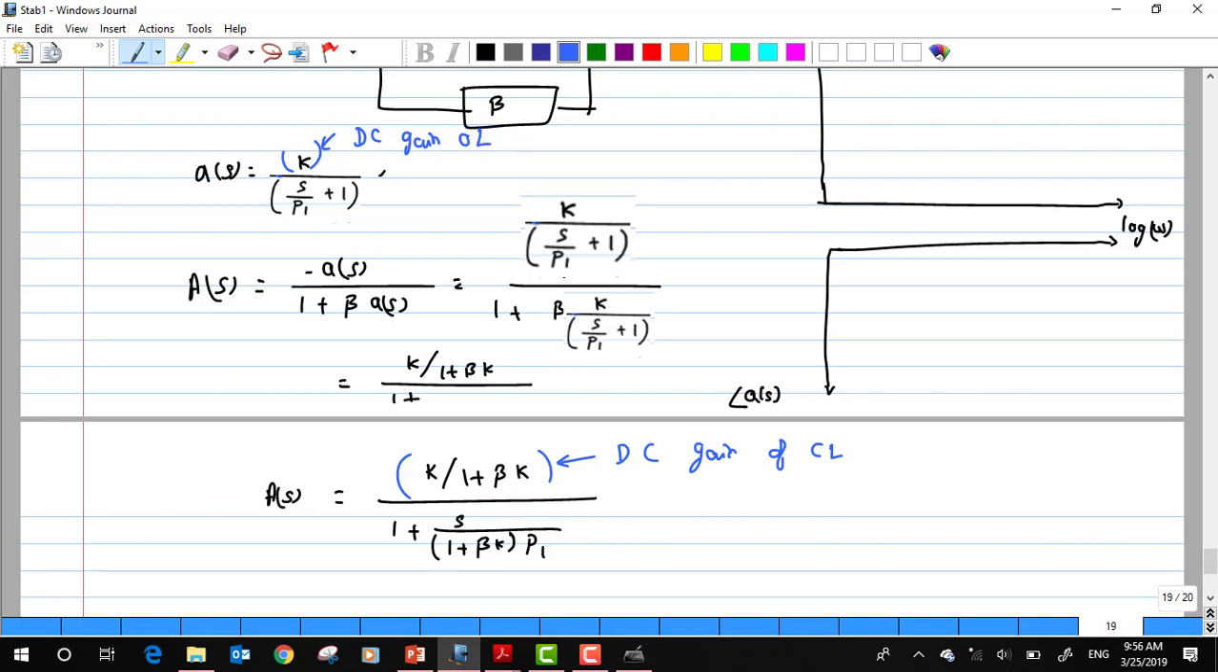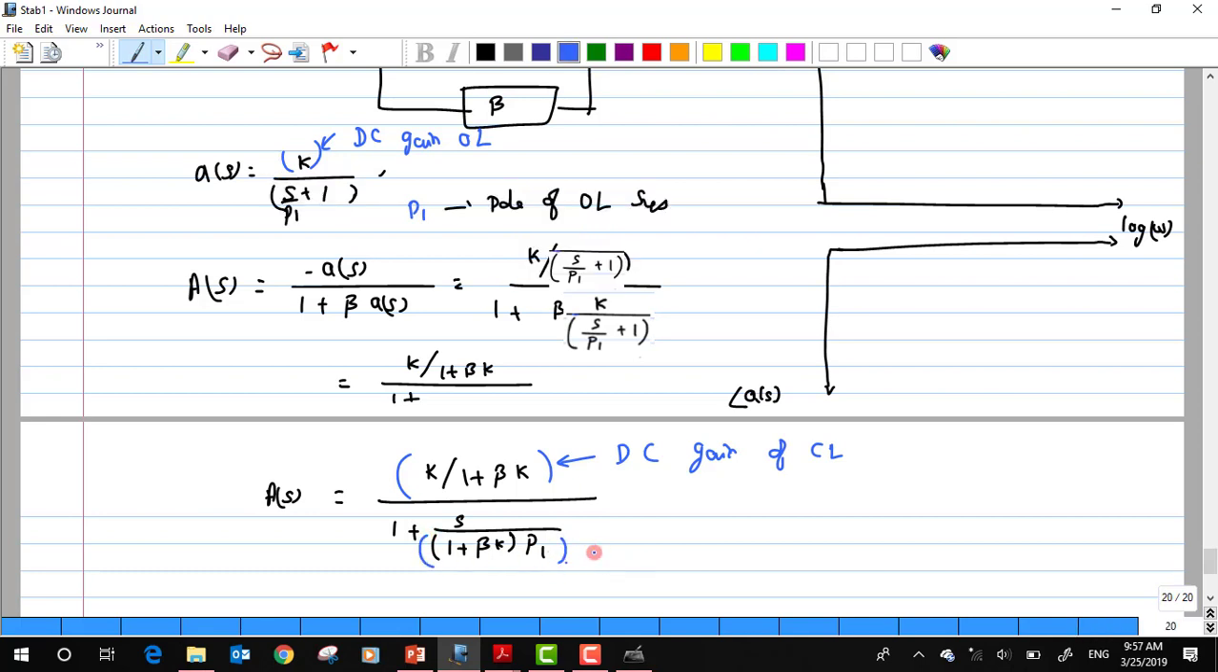Where is my pole? So it says that the pole is located at P1, right? That is the frequency at which I have the pole of the open loop system. But what happens here? Which is my term? Okay, so what is the inference of these two things? What has happened to my magnitude, first of all, when I move from open loop to the closed loop?